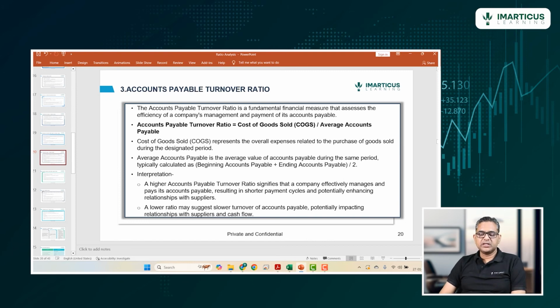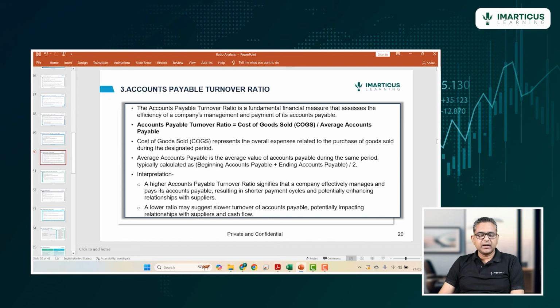Cost of goods sold represents the overall expenses related to the purchase of goods sold during the designated period. Average accounts payable is the average value of accounts payable during the same period, typically calculated as beginning value plus ending value divided by 2. That's how we calculate the average.